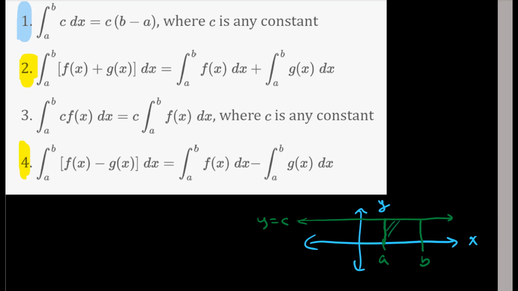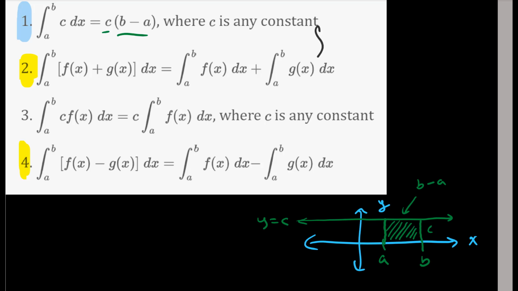we're finding the area of a rectangle with its height being c and its width being b minus a. Hence, it's c times b minus a. If it was ever a constant, it's just the length of the interval times the constant.